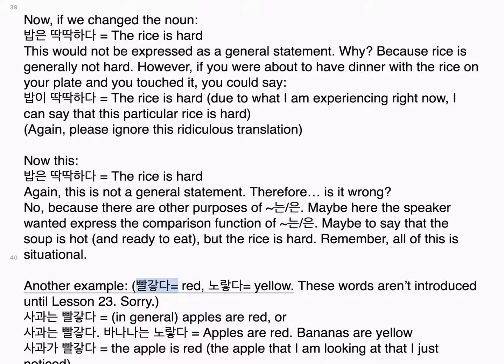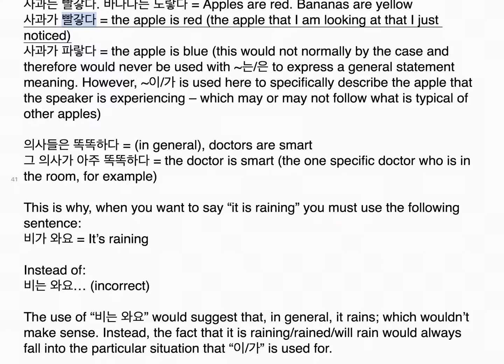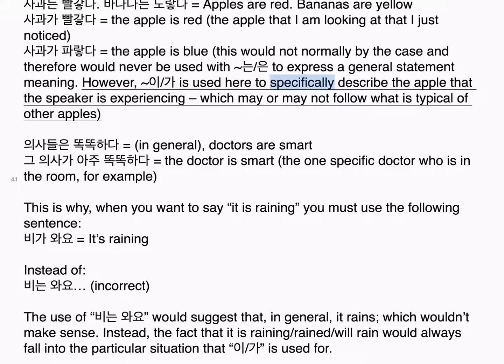Another example. 빨갛다, red. 노랗다, yellow. These words aren't introduced until lesson 23. Sorry. 사과는 빨갛다. In general, apples are red. 사과는 빨갛다, 바나나는 노랗다. Apples are red, bananas are yellow. 사과가 빨갛다. The apple is red. The apple that I am looking at that I just noticed. 사과가 파랗다. The apple is blue. This would not normally be the case and therefore would never be used with 는 to express a general statement meaning. However, 이/가 is used here to specifically describe the apple that the speaker is experiencing, which may or may not follow what is typical of other apples.